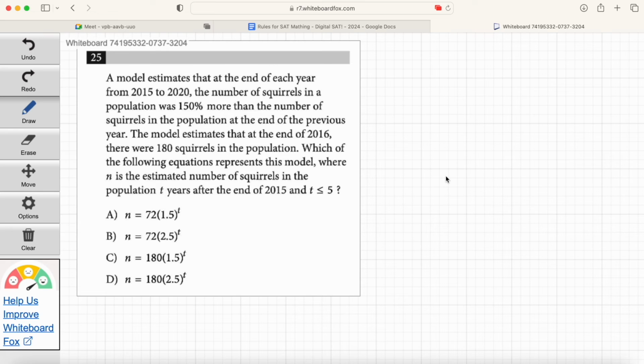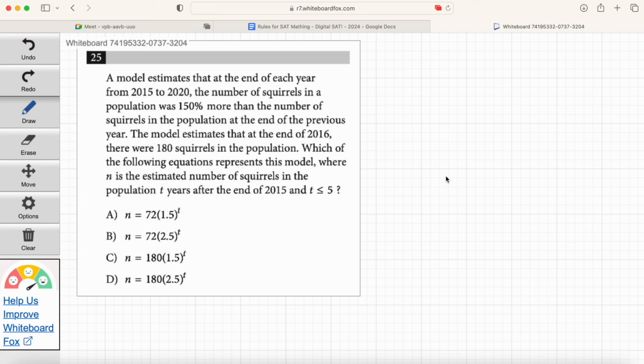Emma, any idea? You can say no if you don't. I guess we're just trying to find which equation represents all the words they said. All the stuff, yeah. Which equation represents the situation? Yeah. There's a lot of information here, right?